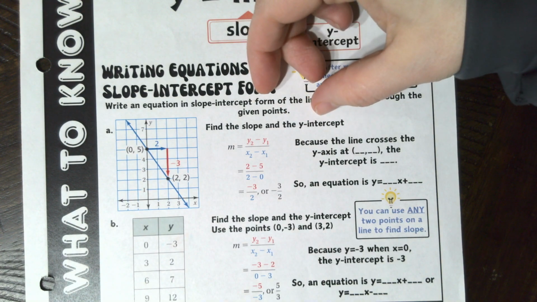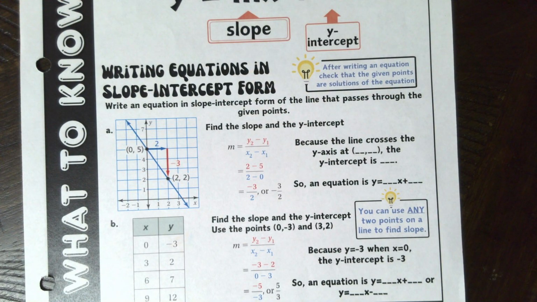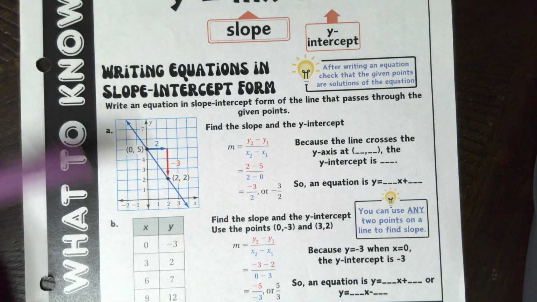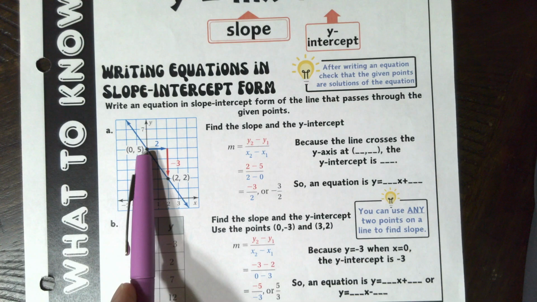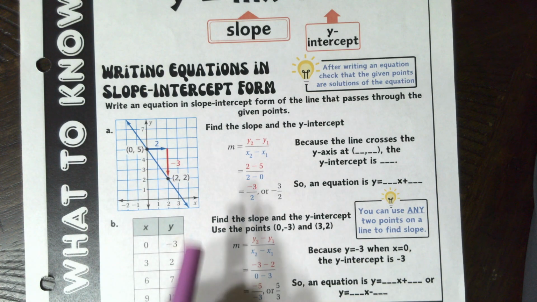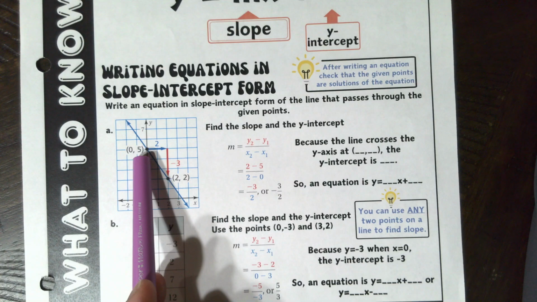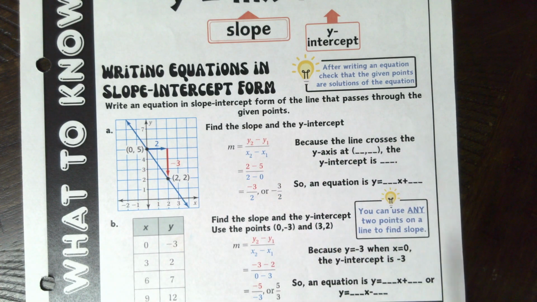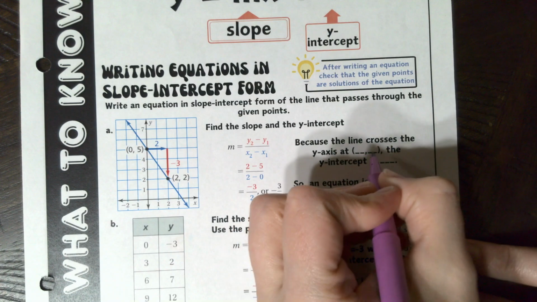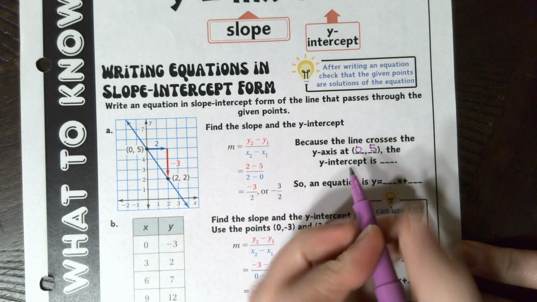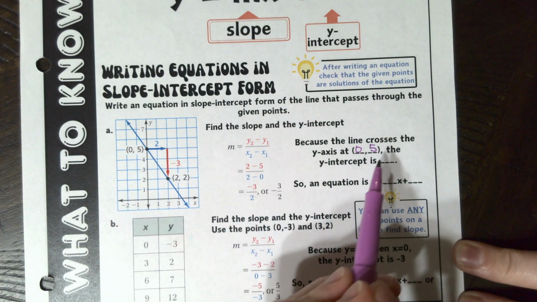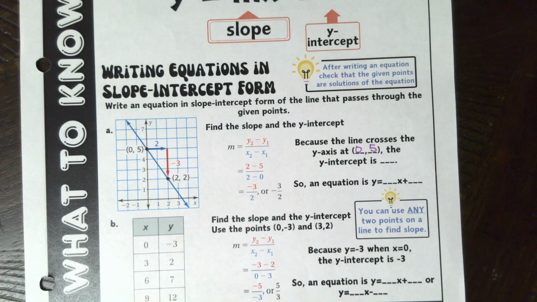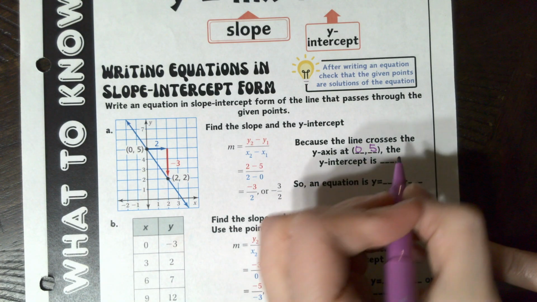Because that's slope, I need to find a y-intercept. Because the line crosses the y-axis, so let's look. Here's our y-axis. Where does this line cross? It crosses right here at this point, and that point is 0, 5. So because the line crosses the y-axis at 0, 5, our x is 0, and then up 5 to the y, that means that our y-intercept is 5.